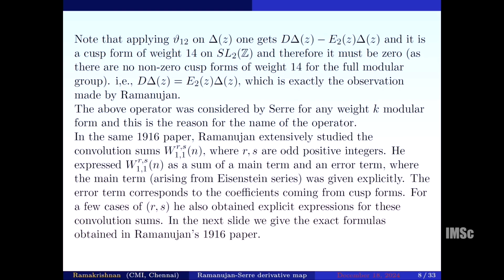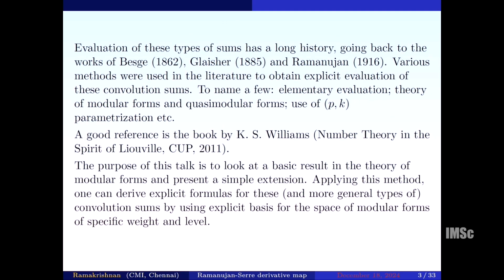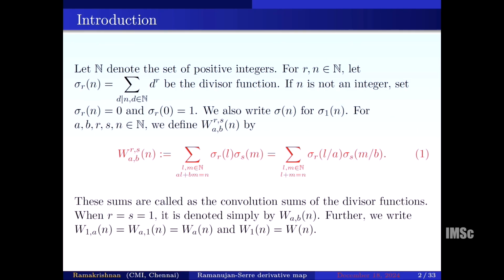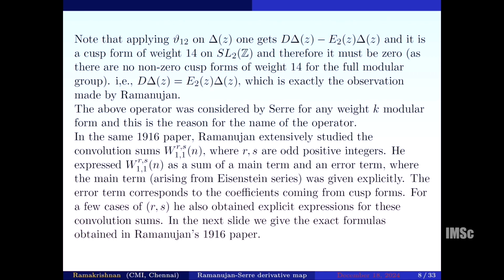In the same 1916 paper, Ramanujan extensively studied the convolution sums, where there is no duplication. Here the gcd of a and b is 1 in this case. So, there is no duplication here, you just take only the Eisenstein series and multiply, and then get the convolution sum. That is what he did in his paper. So, when ab equals 1 and r and s, one of them will be 2, and both r and s are positive integers.